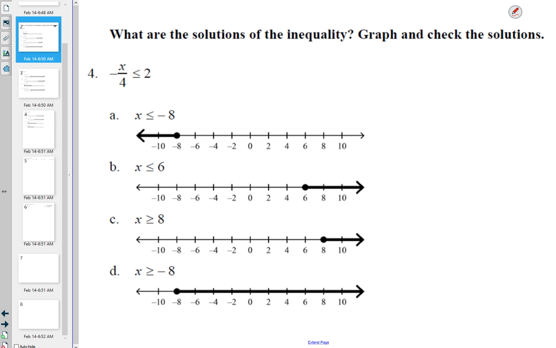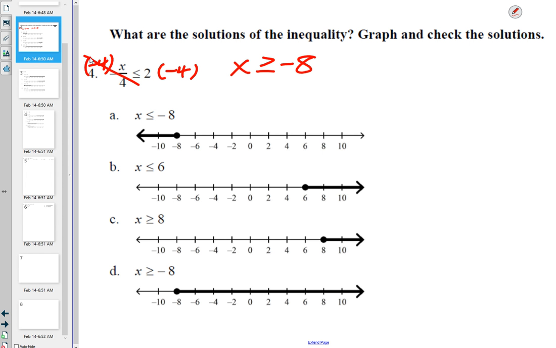Definitely going to multiply. What am I going to multiply by? Multiply by negative 4. Uh-oh. Look at that. I'm multiplying both sides by a negative. So what should happen? Flip the sign. Thank you. Flip the sign. So x is greater than or equal to negative 8.